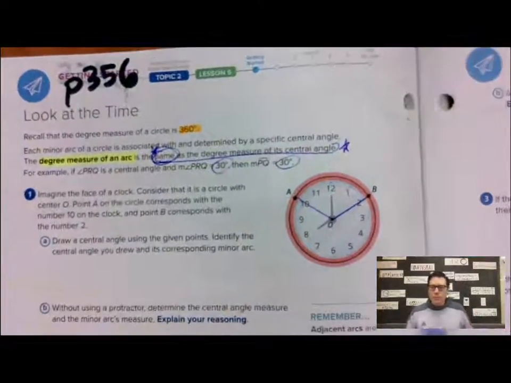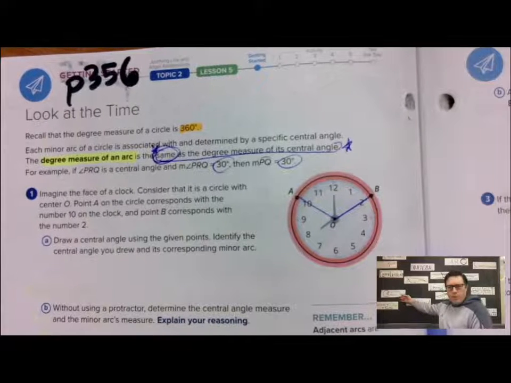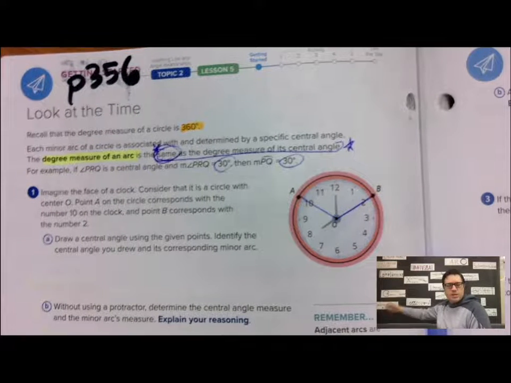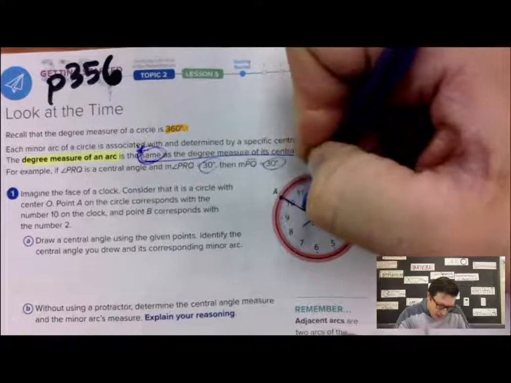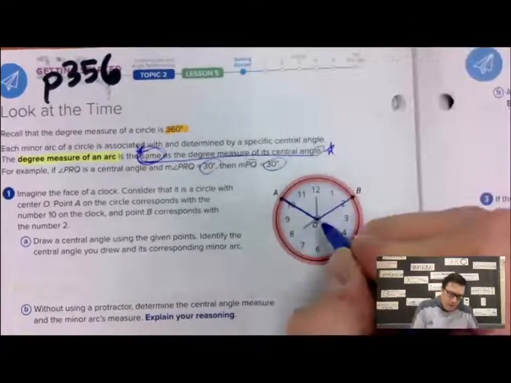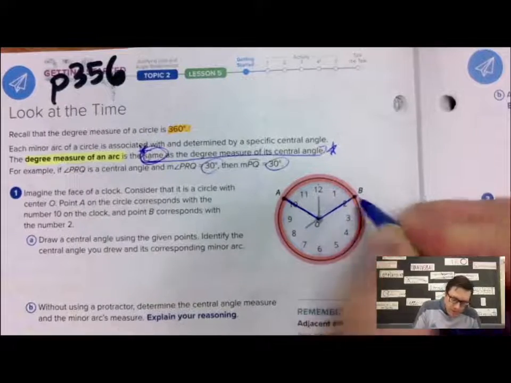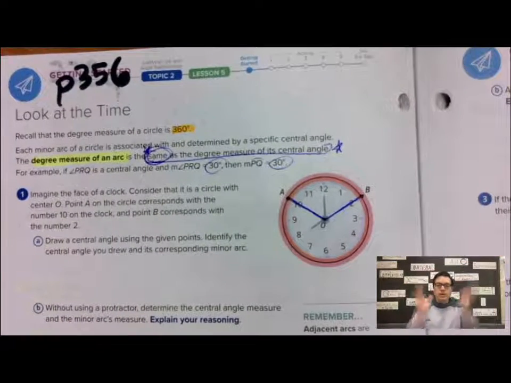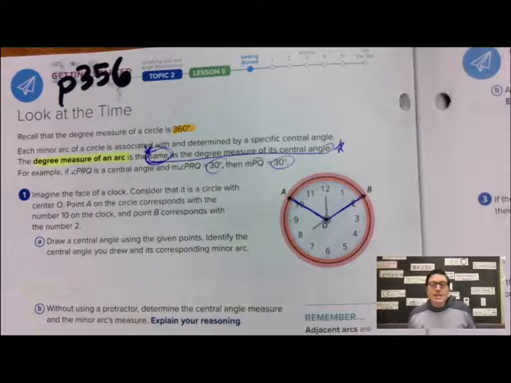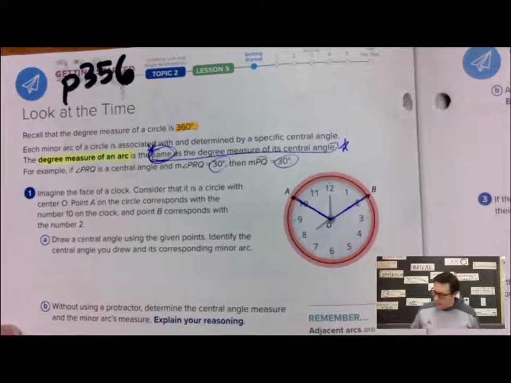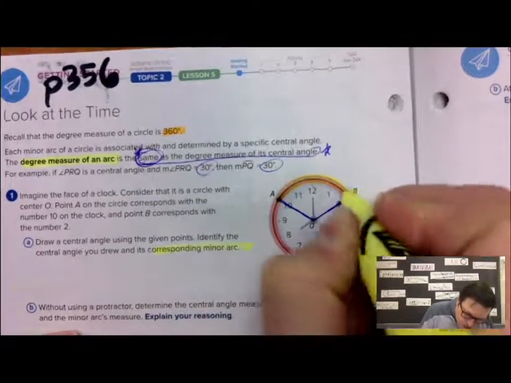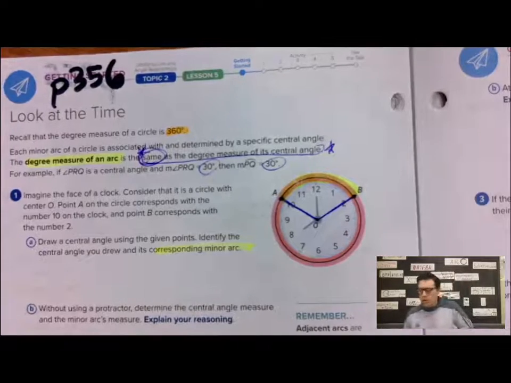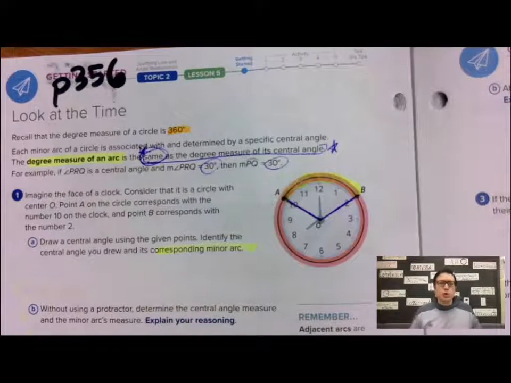Again, a central angle, which is actually a vocab word, right? We have central angle. We've been talking about this since 2 topics ago. A central angle is created when a point on the edge of the circle and another point on the edge of the circle form an angle with the center. There it is. There's our angle. So I've drawn it. Identify the central angle that you drew and its corresponding minor arc. The minor arc is the edge of the circle from A to B. It's the smaller section, the less than half of the circle section.